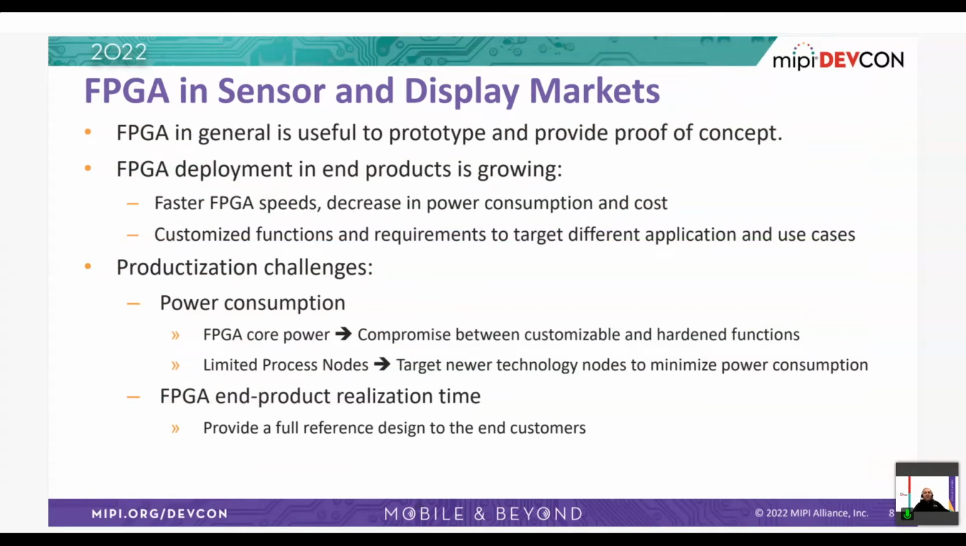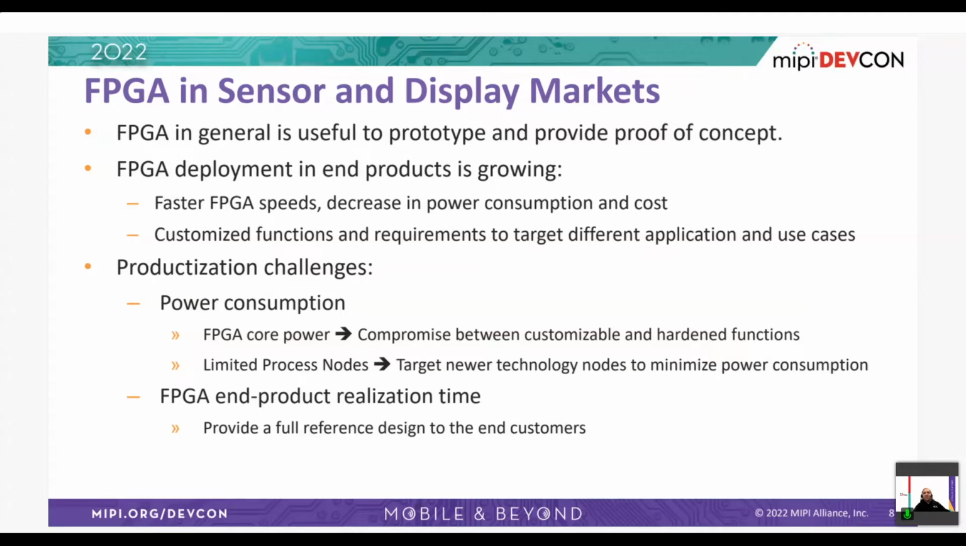Moving to the FPGA and sensor and display markets, as I mentioned earlier, FPGAs in general were mainly used for prototyping ASICs and providing proof of concept. And later in the product lifetime phase, the FPGA is being replaced by ASIC. But this is not necessarily the case anymore. FPGAs are being deployed in end products, and this trend is growing because of having faster FPGA speeds along with decreased power consumption and cost. Also, because of the benefit of having highly configurable soft core, and customization is king when it comes to bridging applications, for example.